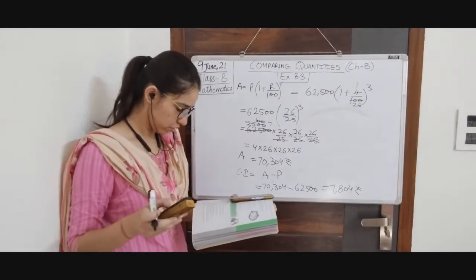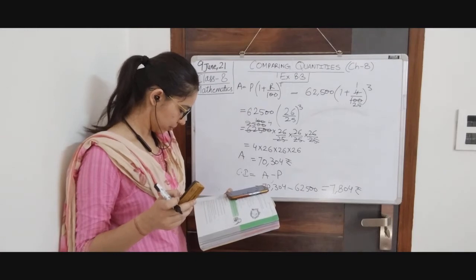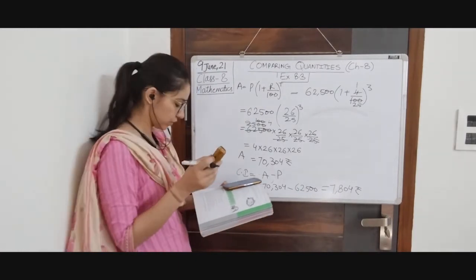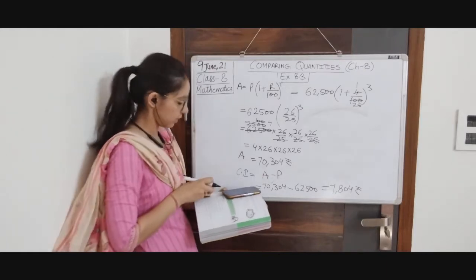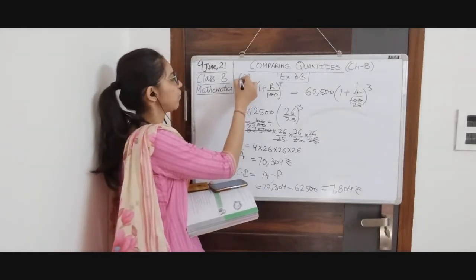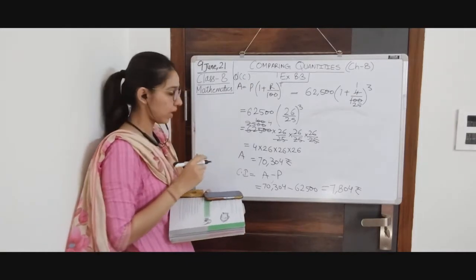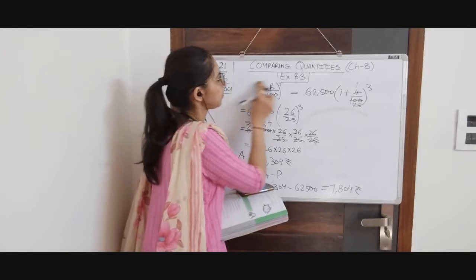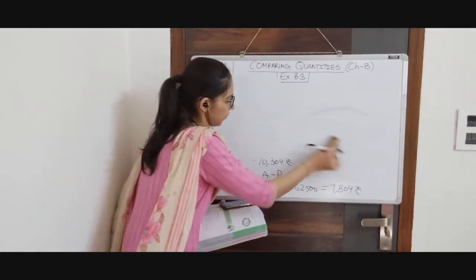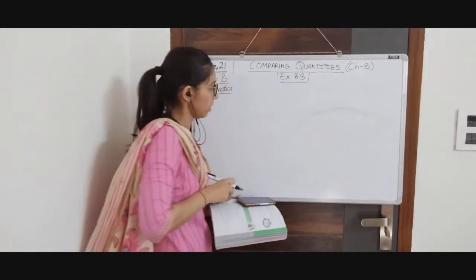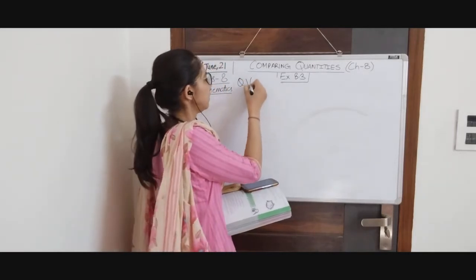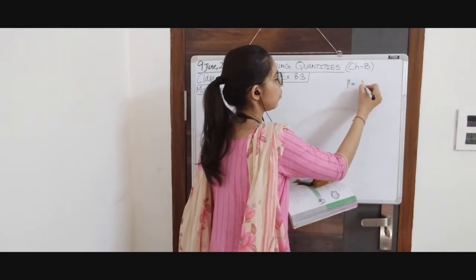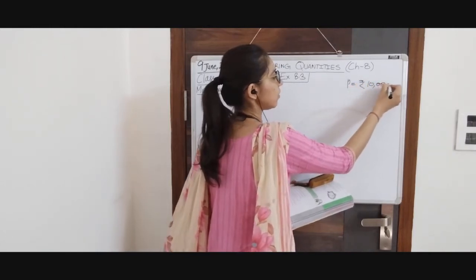Now we will do one more question, E part. It is also compounded half yearly. This was your C part, question number 1. Now we will be doing E part. In question number 1, E part, we have P as rupees 10,000.